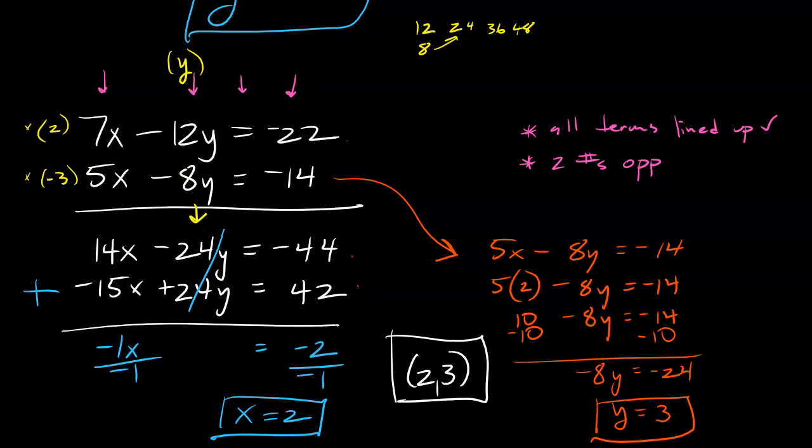The weird part about these questions is they can be done a bunch of ways. Like, I didn't have to multiply by 2 and -3. I could have multiplied the top line by 8, and I could have multiplied the bottom line by 12. And the numbers would have been huge, but it still would have worked. I could have also chosen to cancel the x's first, and then I would have ended with y equals 3 as my first answer, and x equals 2 as the second answer.